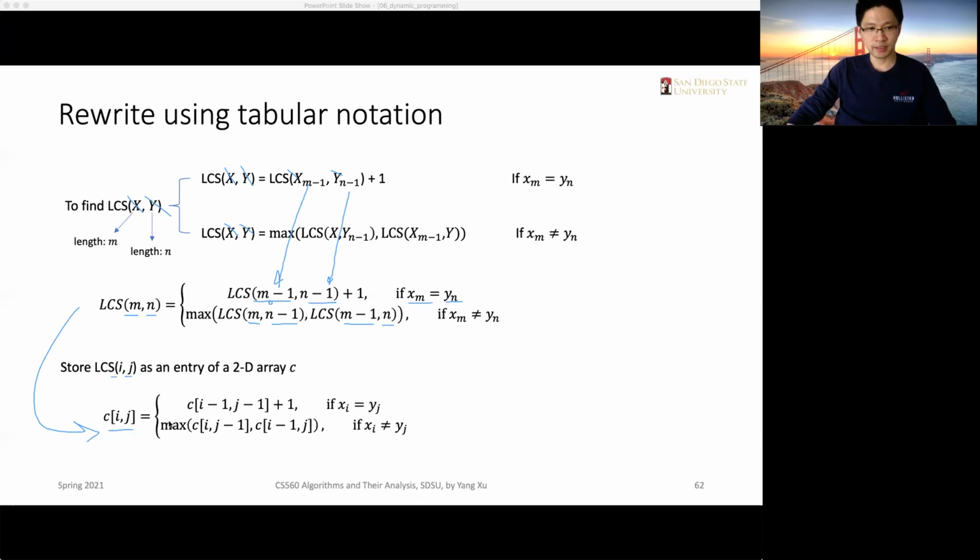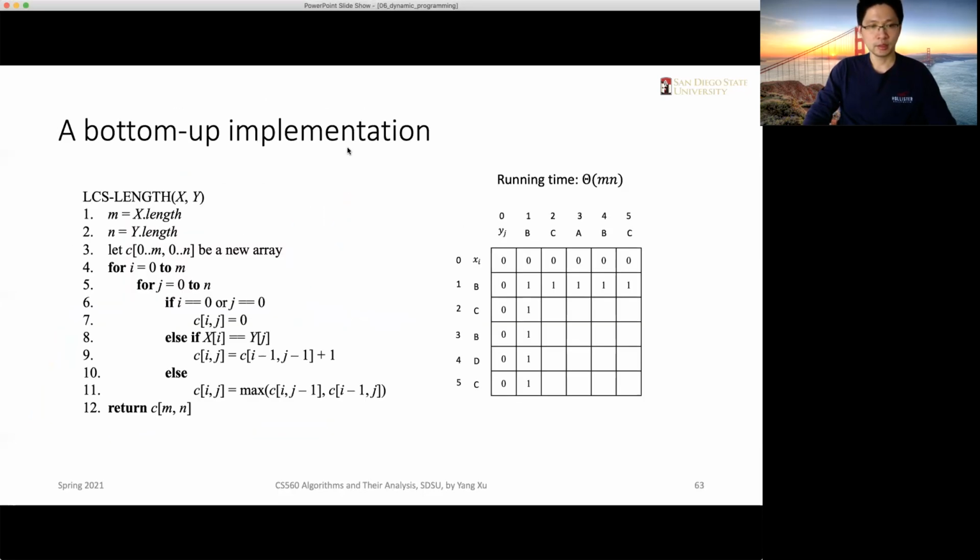So this C[i][j] becomes either of two cases. If the elements are the same, then we use C[i-1][j-1] plus 1. In the other case, it should be the bigger one among these two cells. All right. So with these equations written down, we can actually write a bottom-up implementation real quick.